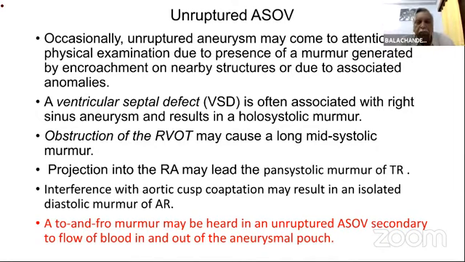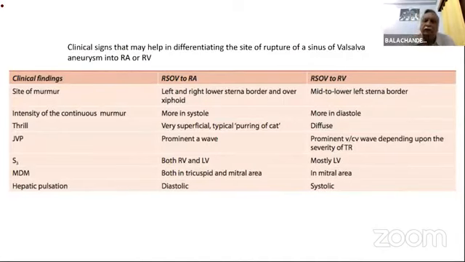Next slide. And this is the tabular column. Again, I've taken it from the same book, which summarizes RSOV to RA and RSOV to RV according to the site of the murmur, the intensity of the continuous murmur, the thrill, the JVP, the S3 of RV or LV, the MDM, and of course, hepatic pulsations.